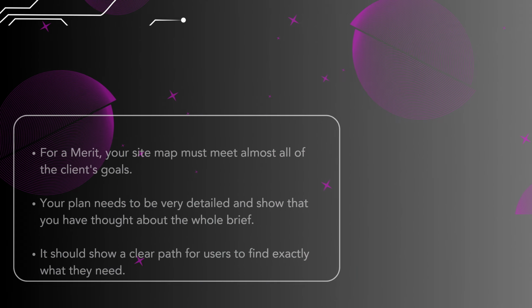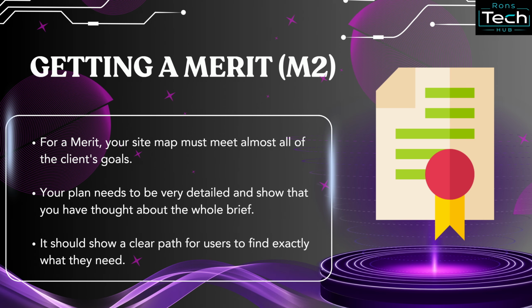Now for merit, for M2, your site must meet almost all of the client's goals. And I mentioned before, if you have 10 things, you want to meet at least 6 out of the 10. Your plan needs to be very detailed and show that you have thought about the whole assignment brief, not just a section that you like or the section that you can do, but the entire thing. It should show a clear path for users to find exactly what they need.